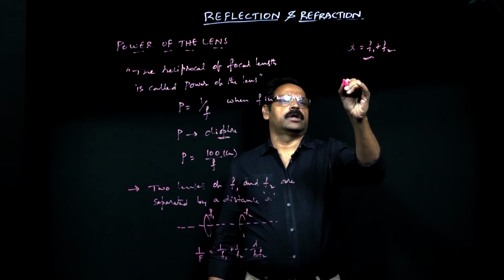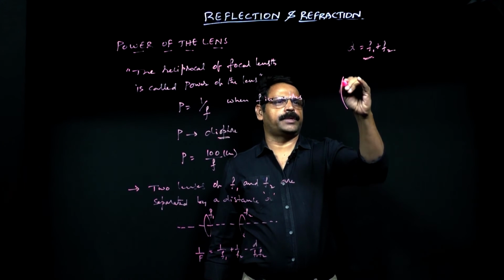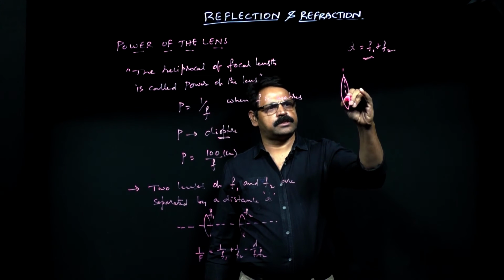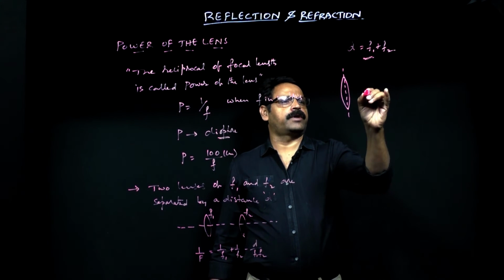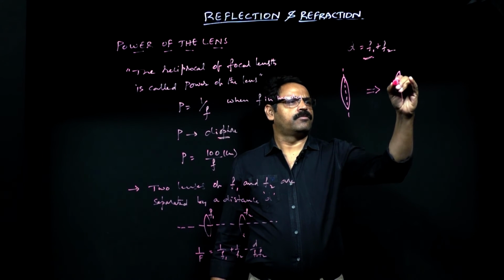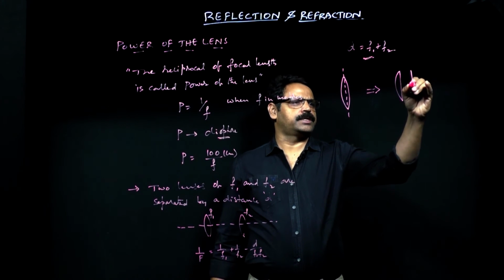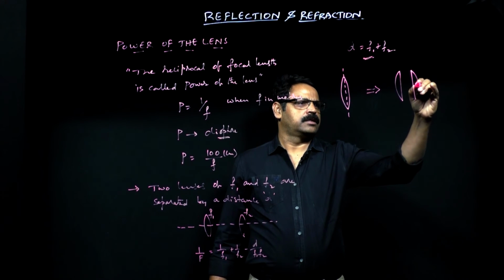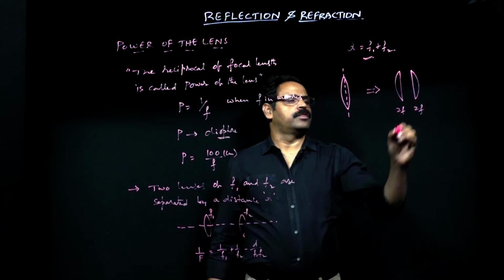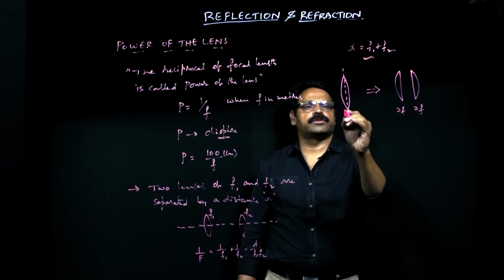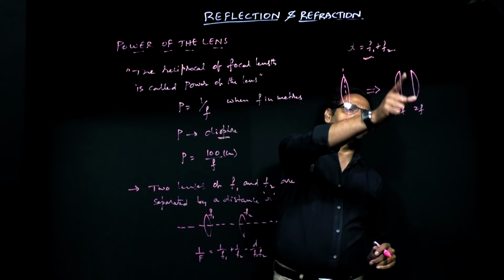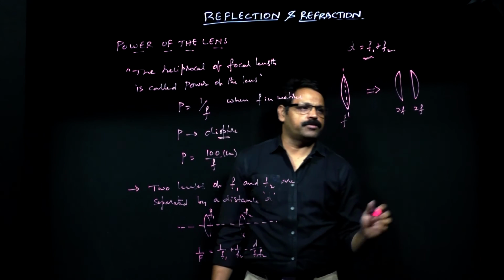And moreover, if a lens is cut into pieces, for example, if I cut this into pieces, you will be getting one piece of this kind, the other piece of this kind. So the focal length is going to be 2f. When it is in a joined condition, the focal length is f. But when you divide it into two halves, it becomes 2f.